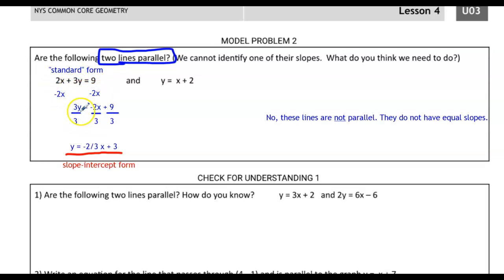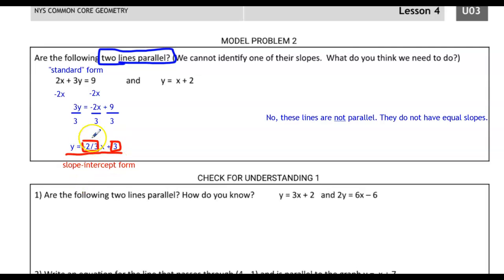Subtracting 2x from both sides gives us the y term all by itself on the left-hand side, and then dividing every term by 3 gives us y equals negative 2/3 x plus 3. Here we have the slope of the line, which is negative 2/3, and here we have the y-intercept of the line, which is a positive 3.